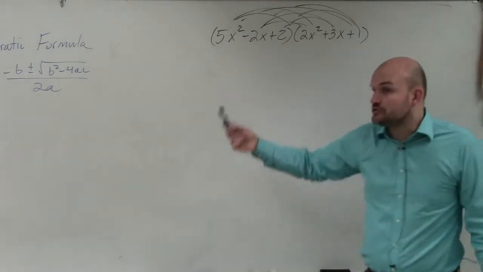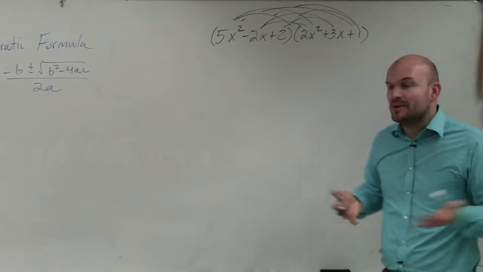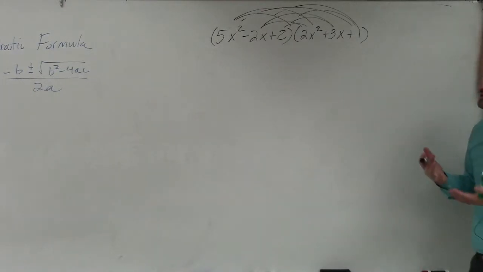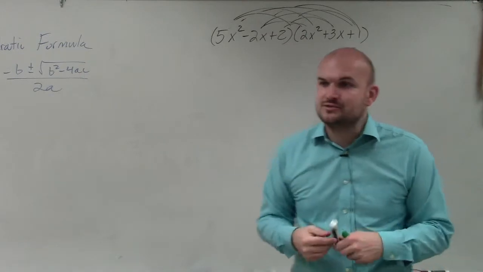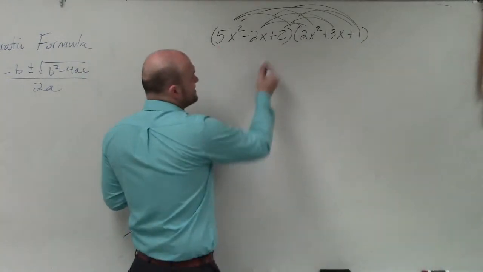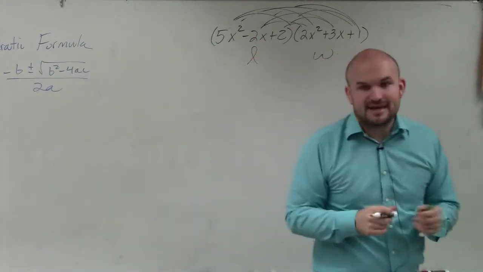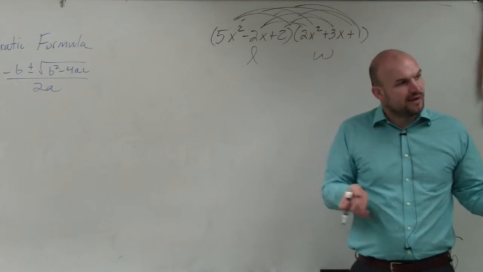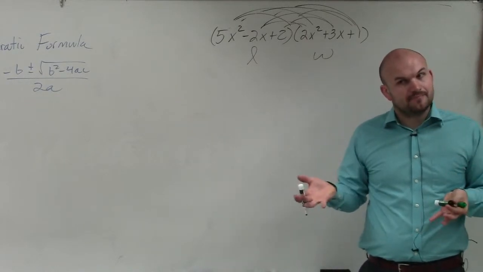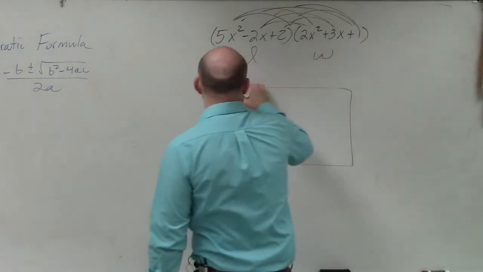And especially once you start doing that, students start mixing everything up and getting things combined where they shouldn't be combined. So that is why I went over with you guys using the box method, which we've gone over with factoring. Basically, if you guys can think of this, it's length times width. I know those are kind of crazy, length times width. But think about it. When you multiply two things, you're getting an area. So what I do is I just create a box.